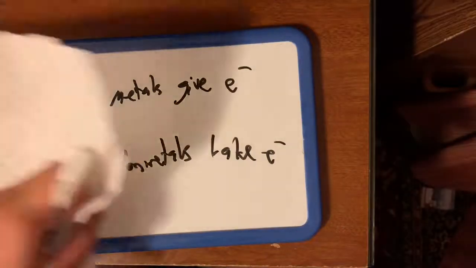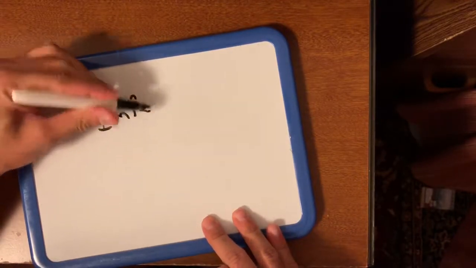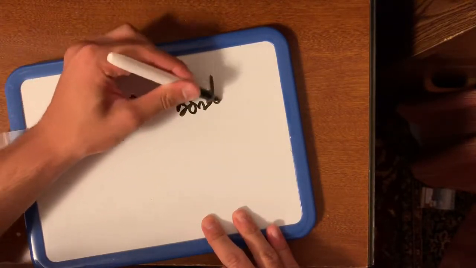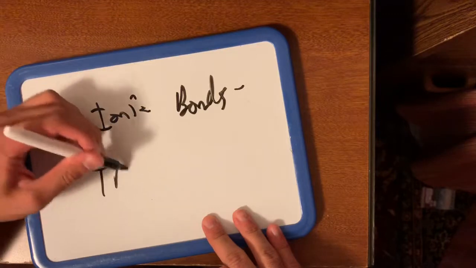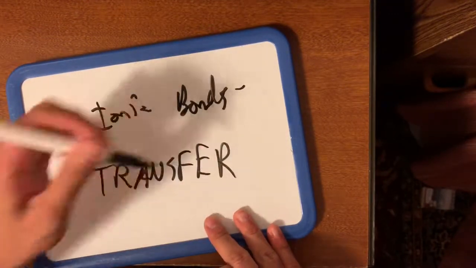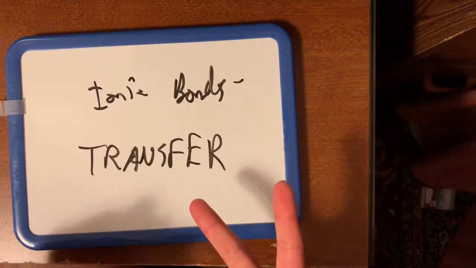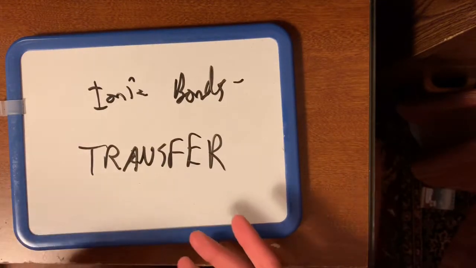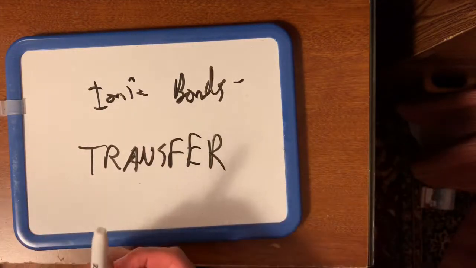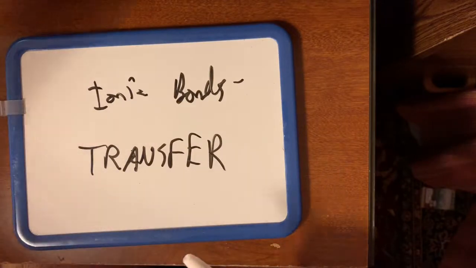Okay, so just to summarize, ionic bonds involve the transfer of electrons from one atom to the next. After the two ions are created, or however many ions are created, the attraction between the ions, between the positive and negative ions, makes the ionic compound.